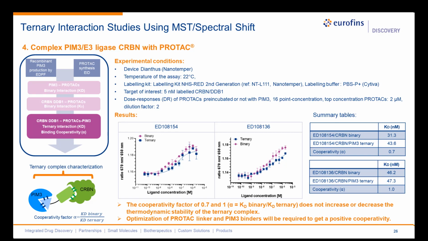Finally, we characterize the formation of ternary complex using the following setup. We use the labeled CRBN at fixed concentration, 5 nanomolar, minimizing the protein consumption and enabling an accurate determination of binding affinities of the ternary complex, which are in the dozen of nanomolar. We could then determine the cooperativity factors, respectively 0.7 and 1 for PROTACs 154 and 136, meaning that there is no increase or decrease of the thermodynamic stability of the ternary complex.